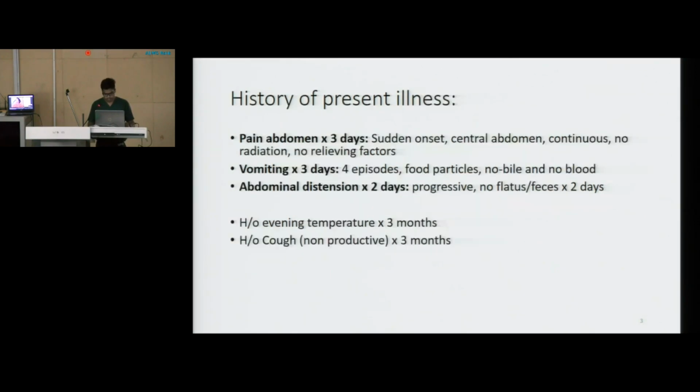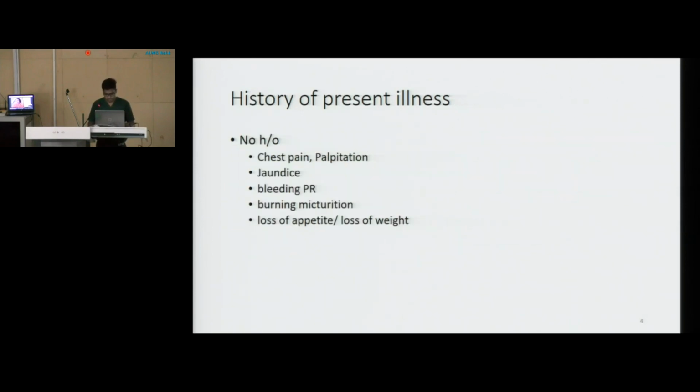History of presenting illness. Patient had sudden onset pain which was severe and continuous, localized to the central abdomen. It was also associated with a few episodes of vomiting which contained food particles, non-viscous and non-bloody. She also gives a history of non-passage of flatus and feces for the past 2 days. Interestingly, she also gives a history of evening rise of temperature and non-productive cough since the past 3 months. There are no other symptoms associated with any other system.